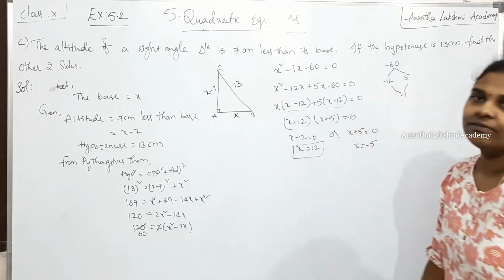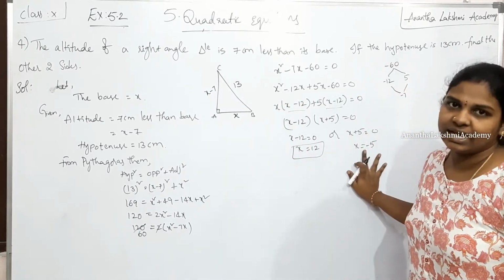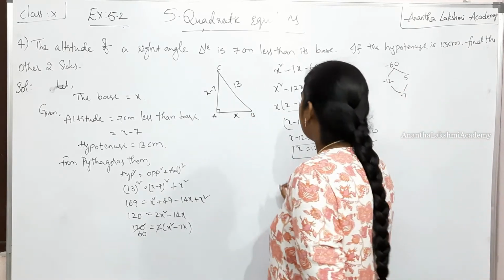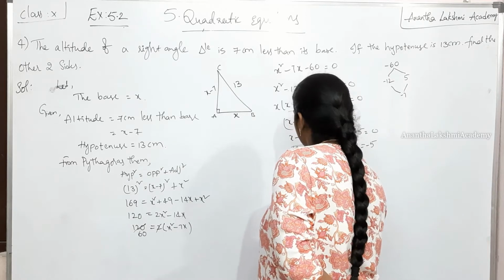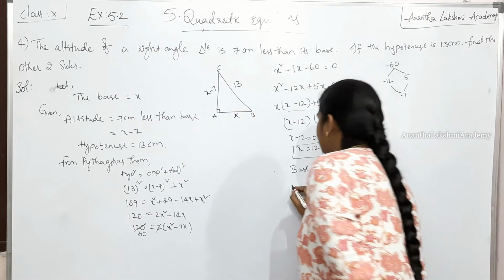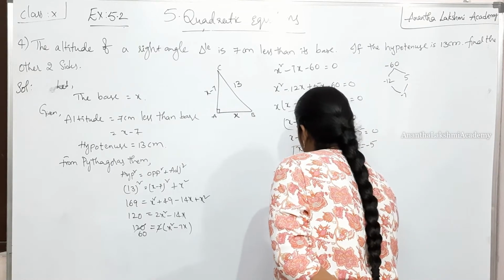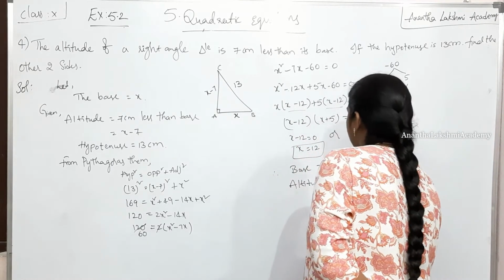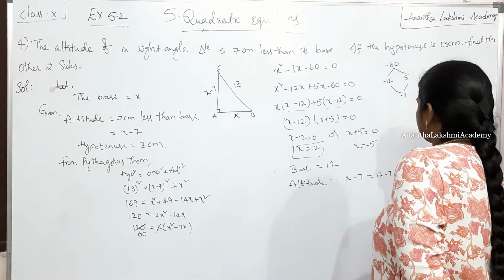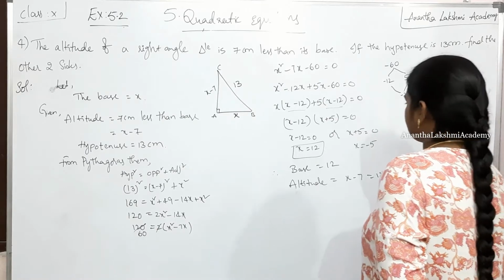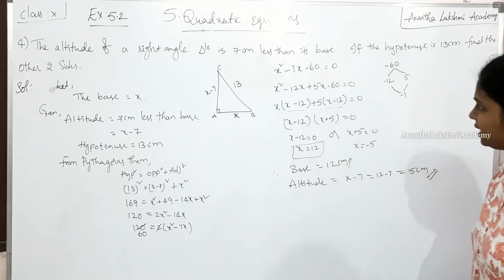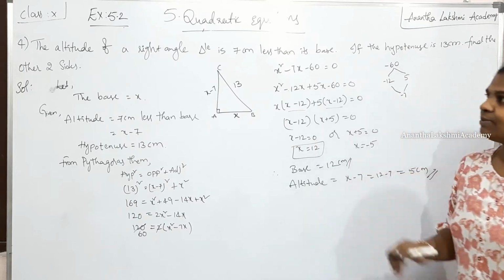Now that we are dealing with sides of the triangle, that cannot be negative. So let us go with 12. Therefore base is equal to 12. Now the altitude of the triangle is given as base minus 7. So 12 minus 7 is nothing but 5 centimeters. Always remember to put units at the end. Okay. Now that is about the fourth problem.